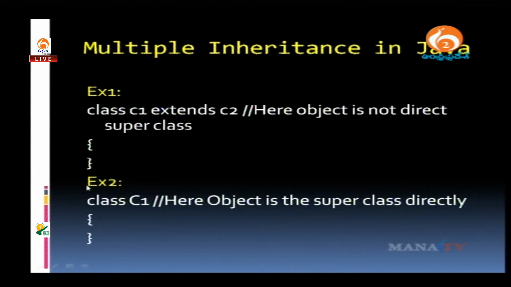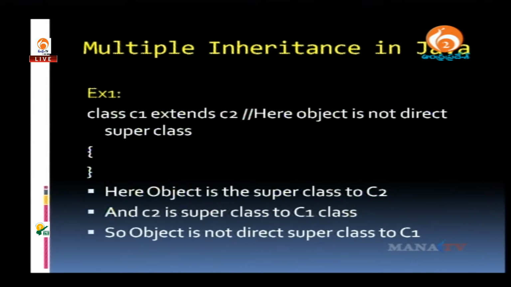Okay, example 2. Class C1, I am not extending any other class. So here Object is the superclass directly. Whereas in example 1, Object is not the superclass directly. Class C1 extends C2: here Object is not the direct superclass.